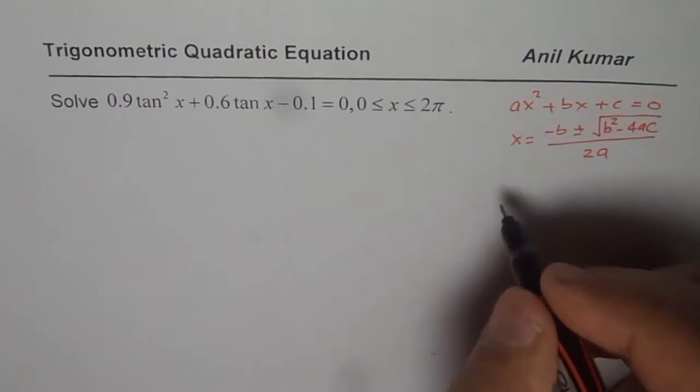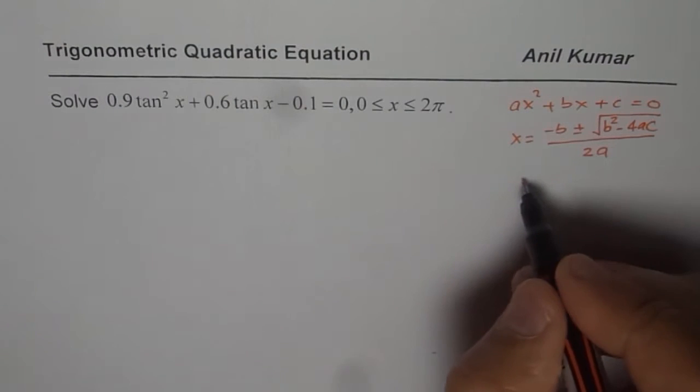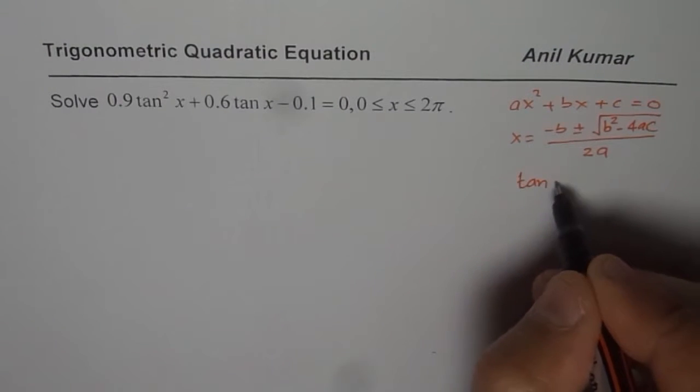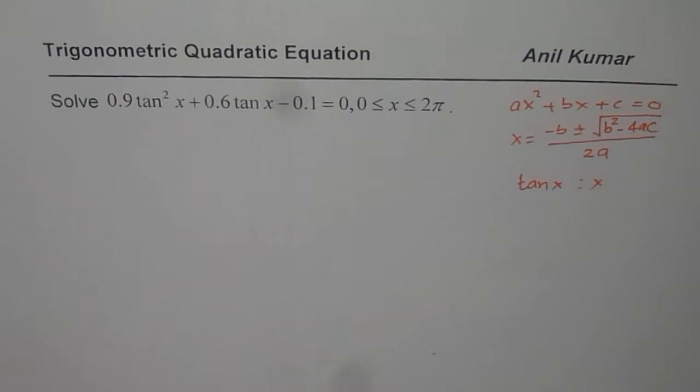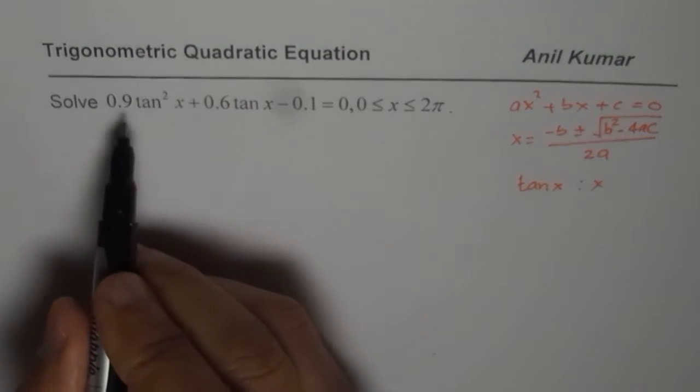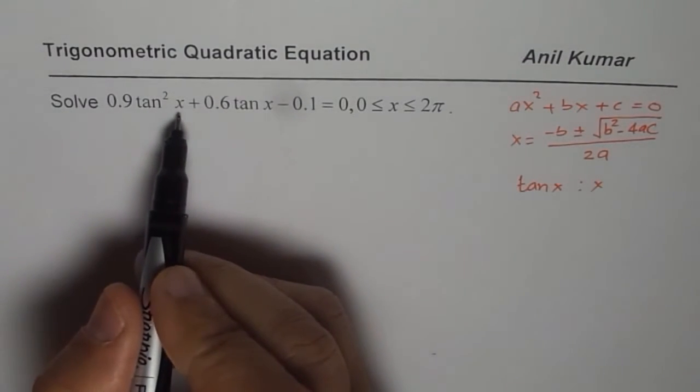Here the variable, however, is not x for us, but it is tan x. So tan x is our x, correct? So we have an equation which is quadratic in nature, right? So we'll use the formula and then find the solution. So let's begin by recognizing that tan x is our variable.